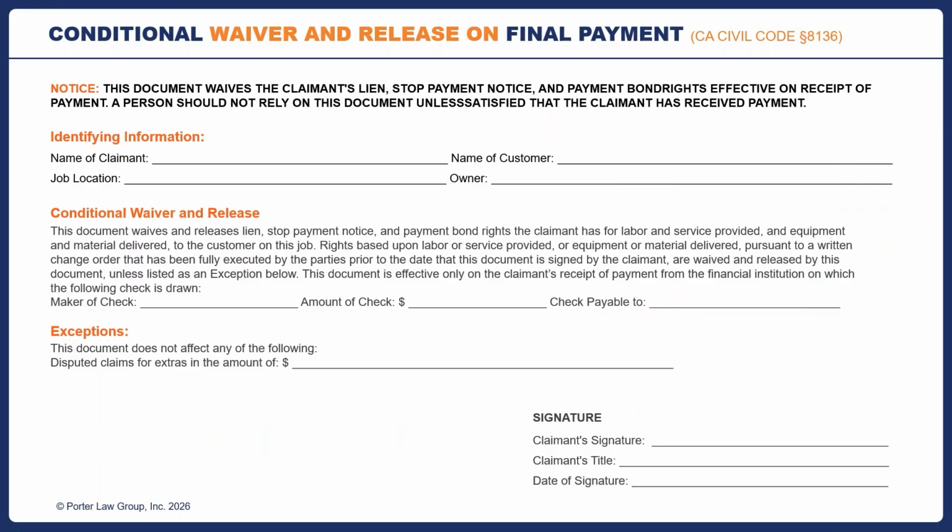Anyway, now we're on the final payments, and thank you, Jesse. Here's one for the final payment. It says the same thing at the top, and then the name of the claimant, the name of the customer, the job location, and the owner, and then here's the conditional waiver and release, and it's getting simpler because now all we have is the conditional and then the unconditional on final payment. Then you get a check for this amount payable to, and basically sometimes you just get to this point, and if the check clears the bank, you're done because the condition has been met.